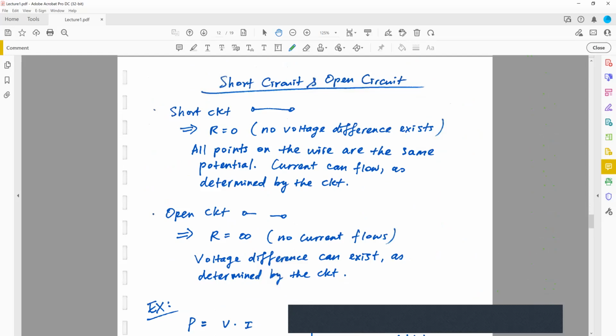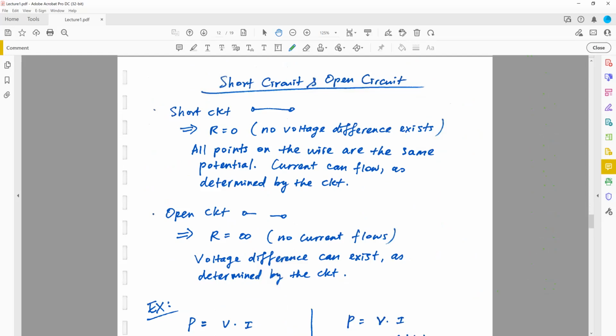Okay, so let's talk about these two important concepts, short and open. What do you mean by short circuits and open circuits? Right. So in circuit analysis, oftentimes you're going to make approximations. Approximation means you have to know how to compare.